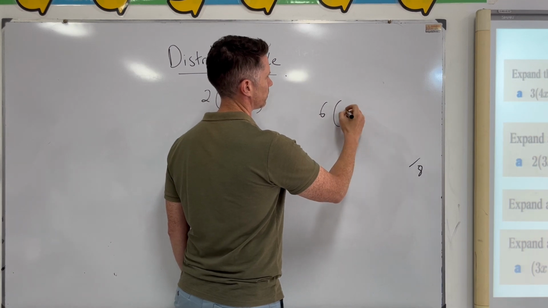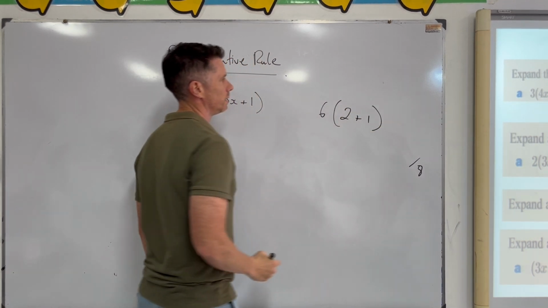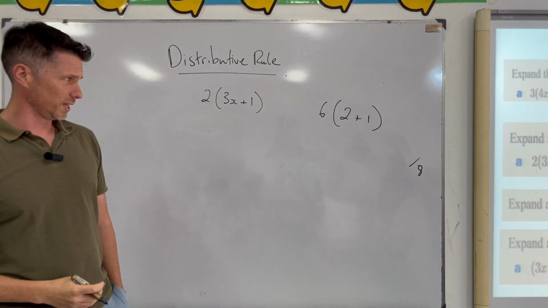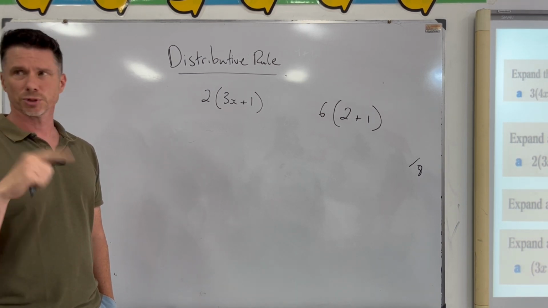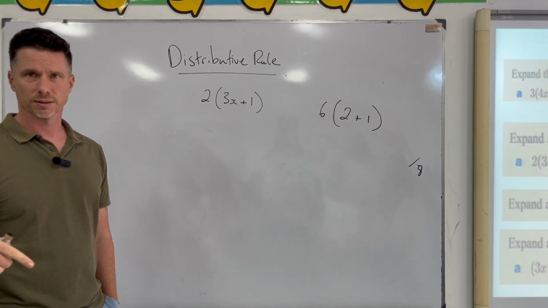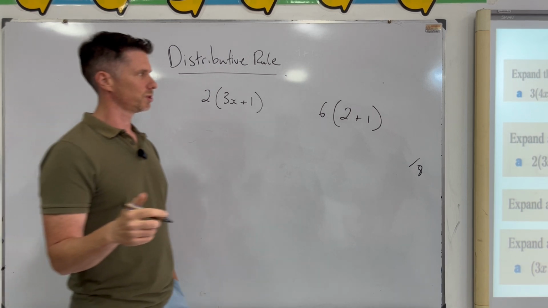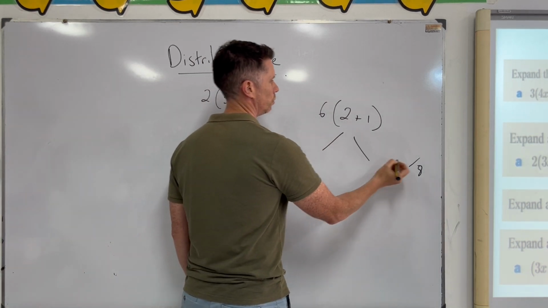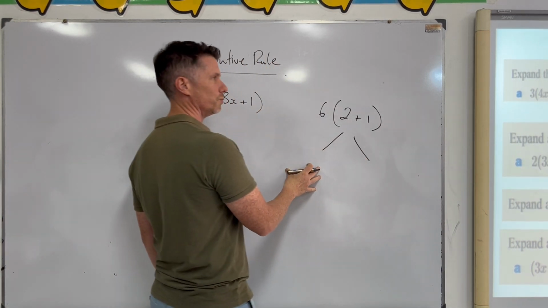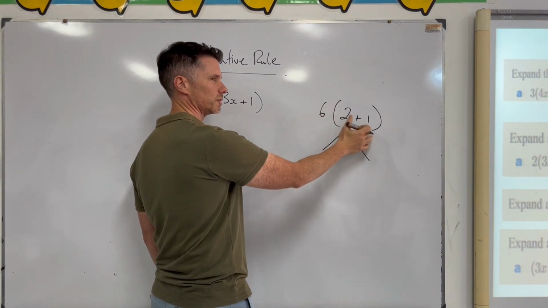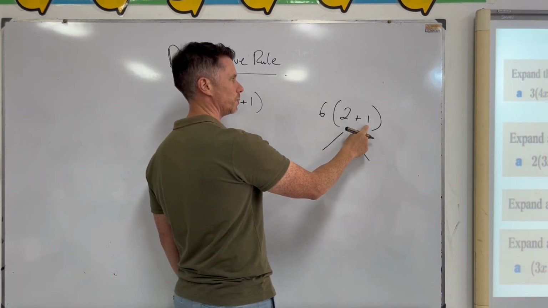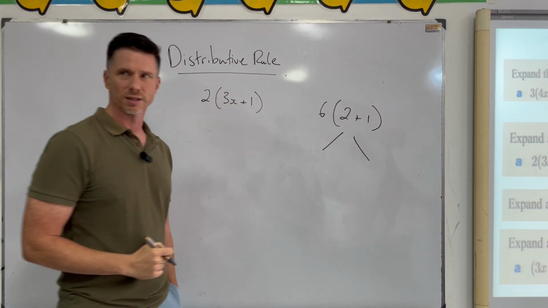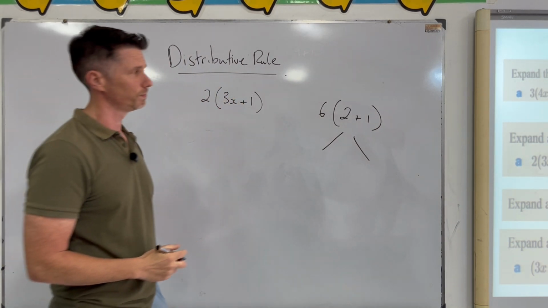Okay, let's do a very simple example. Do I get the same answers if I add these together and then multiply, or if I multiply separately and then add together? Same answers. So I'm going to do the distributive rule, multiply 6 times 2 and 6 times 1, then add. And I'm going to do another time, add 2 plus 1 and then multiply by 6, and see if we get the same answer.